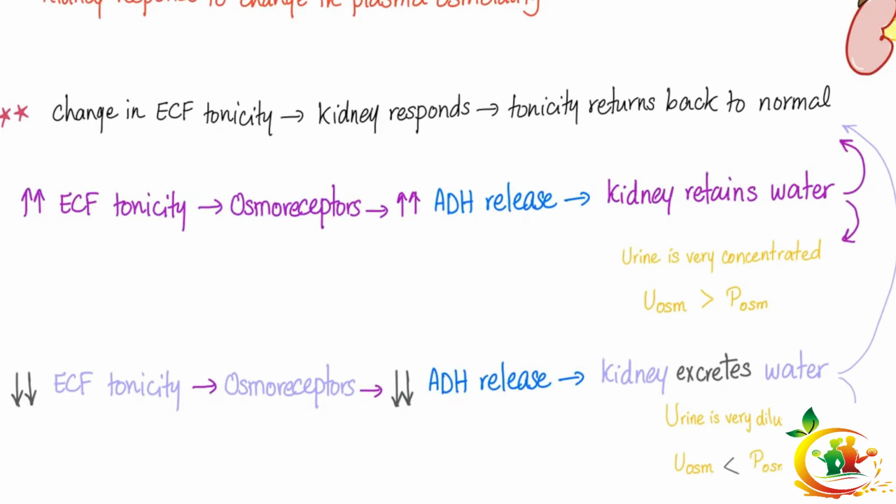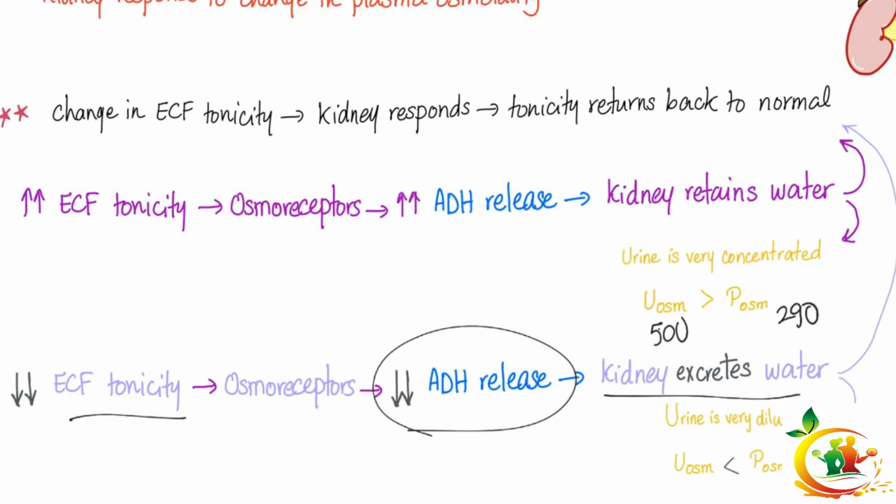The kidney responds to change in plasma osmolality. You have change in ECF tonicity, the kidney responds, the tonicity returns back to normal, thank you kidney. If you have increased tonicity, osmoreceptors in your hypothalamus will sense the change, releasing ADH, kidney retains water, tonicity returns back to normal, thank you kidney. The urine is very concentrated thanks to ADH, so the urine osmolality is higher than the plasma osmolality. As you know, the normal plasma osmolality is about 290. The urine osmolality, let's say 500, 400 or something like that. On the other hand, if you have low tonicity, you have decreased ADH release, kidney excretes water, the tonicity returns back to normal, and the urine is very diluted relative to plasma, so let's say the urine is 100.